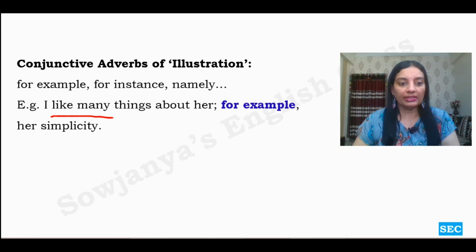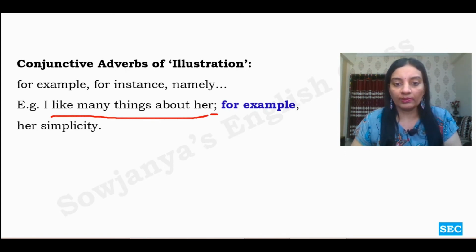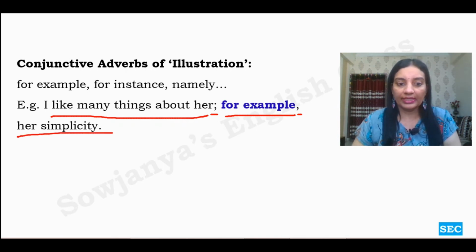I like many things about her. This is our first independent clause followed by a semicolon. Then comes our conjunctive adverb, for example, followed by a comma. And then see here, this is a phrase. If you observe, it doesn't fulfill the requirements of a clause. It is a phrase on its own and it conveys the meaning.